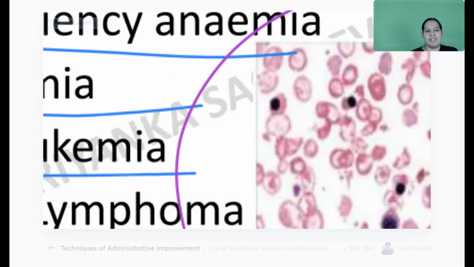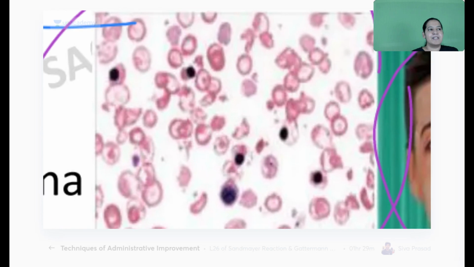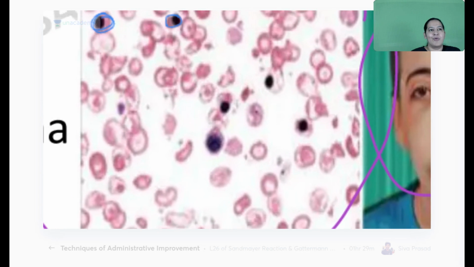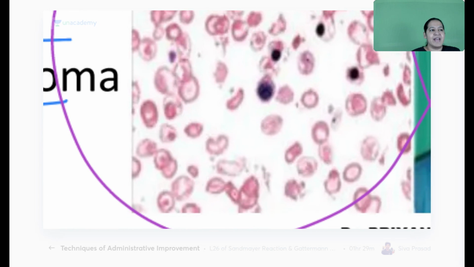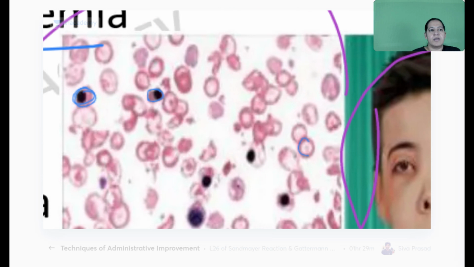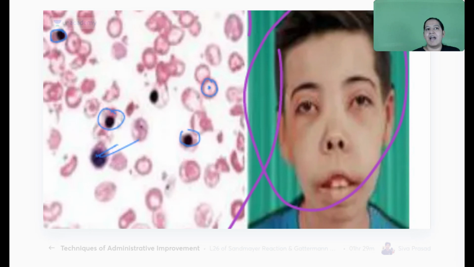I will zoom in to show you the smear. In the smear, I can see nucleated RBCs. These are nucleated RBCs. Can you see? This is a nucleated RBC. These are not lymphocytes. These all are nucleated RBCs. Apart from it, I can see target cells. This one is a target cell. I can see a few target cells here. This one is also a target cell. This is a lymphocyte, so you should be able to identify it. So nucleated RBC along with target cell, along with this kind of picture.